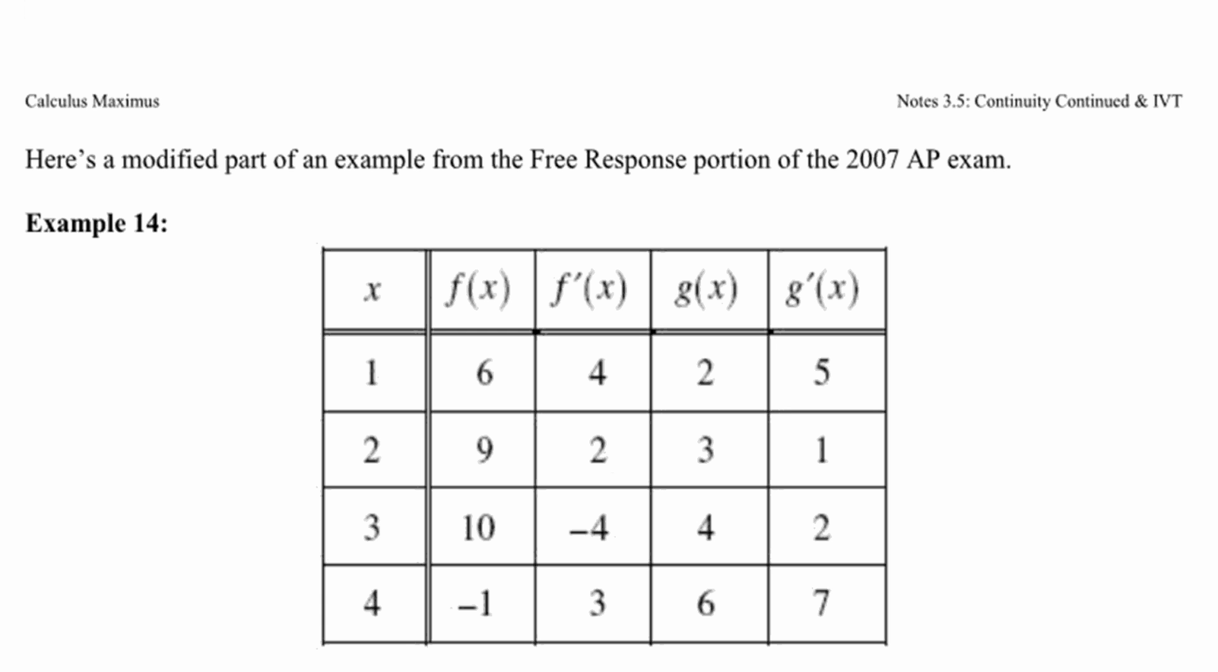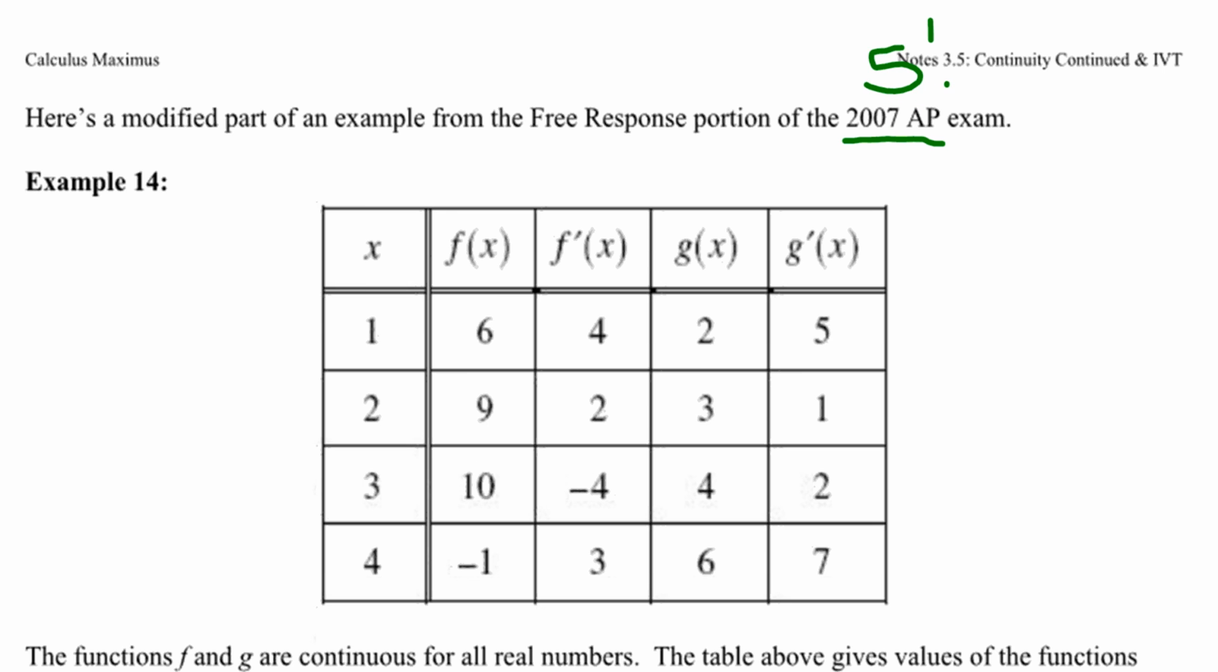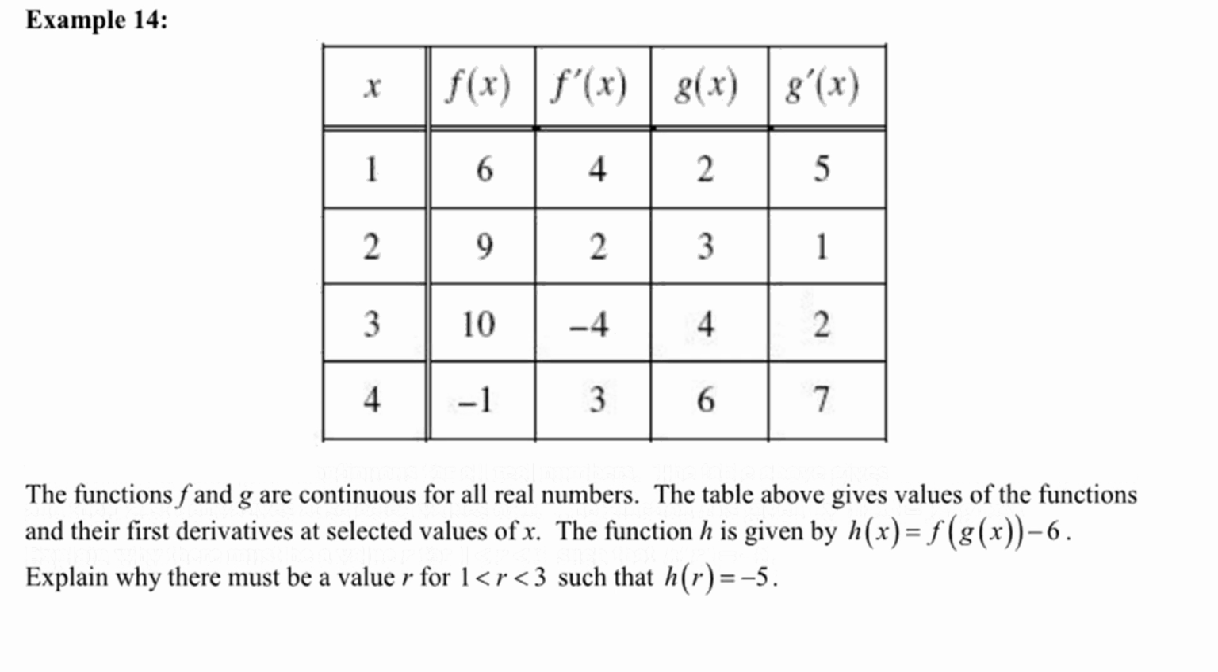All right, this is a modified part. It's not the whole free response. We'll get more into this further in the year. But this is actually from the 2007 AP exam, which I took and passed with a 5. Oh yeah. All right. So part of this, example 14, we have this table of values, and you'll see on the free response, they like to put graphs, they like to put the verbal descriptions, numeric, which would be a table, and they have equations. So this one has a table or a tabular representation.